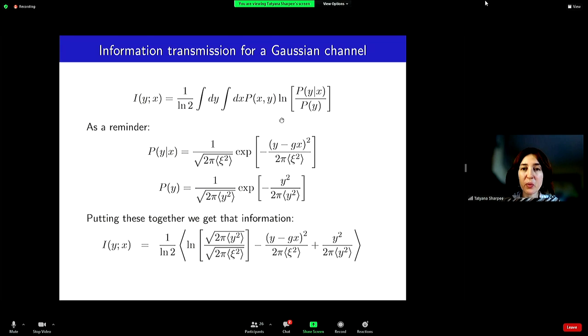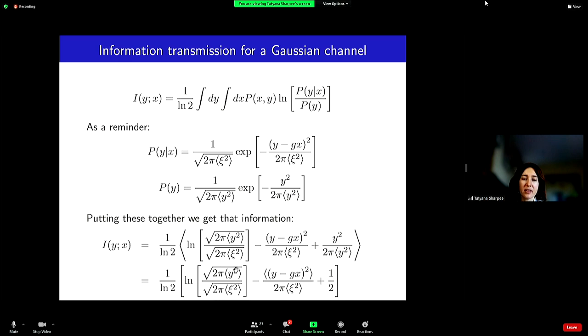In putting these things together, what we need is the ratio of these two probability distributions under the logarithm. First we will have the ratio of the prefactors, and this is this term here. Because it's a constant, when we average over P of X and Y, it's just a constant. And then here we have the logarithm of the conditional probability distribution, so that's the argument of its exponent. Plus, because from P of Y, which is in the denominator, you get the other one. When we average this, this is a constant, and the last term, when we take the average, they cancel out.